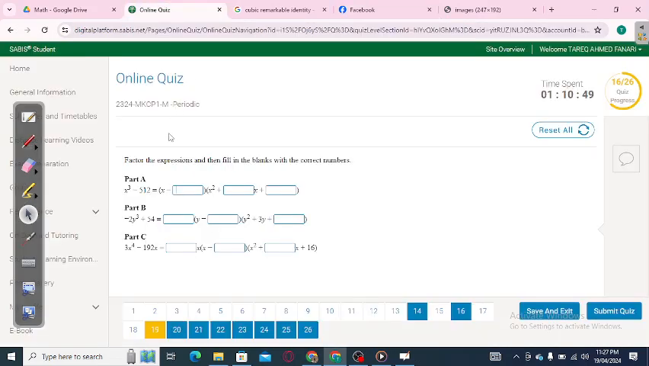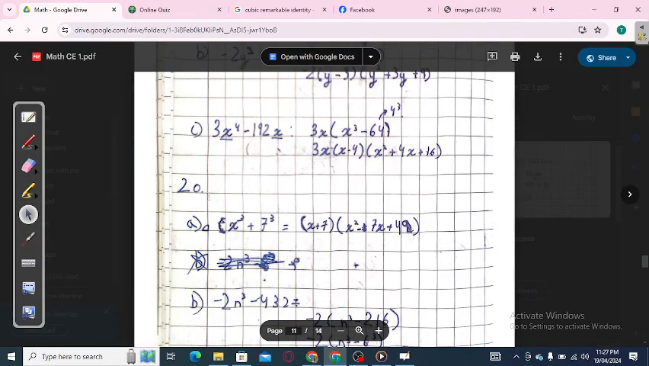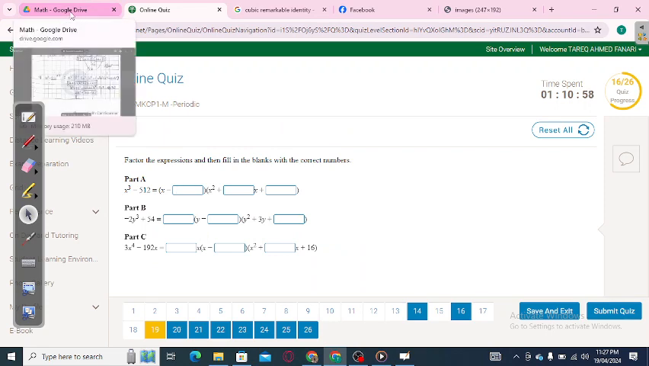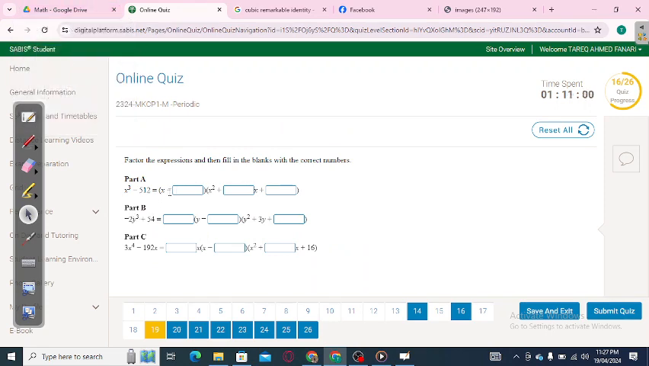Okay, back to the quiz. We're going to have to apply the formula here. This is a difference of cubes, so this is going to be a minus b. It's 8 cubed, we said, right? So x minus 8 into, now positive ab here. Note positive ab: a multiplied, which is 8, into b, which is x.